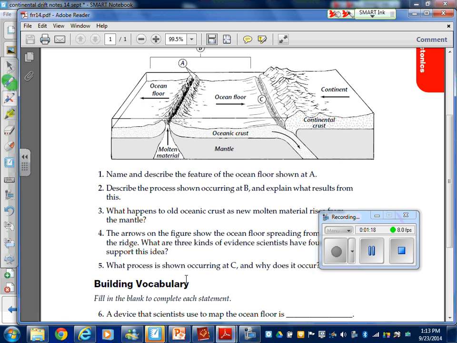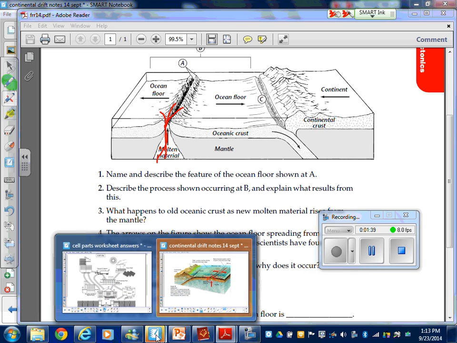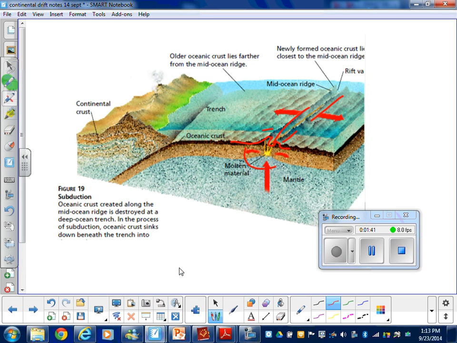Describe it. It is a volcanic mountain range in the center of the ocean. So volcanic mountain range, very long mountain range. We looked at it on Google Earth the other day. You've got volcanoes here, new crust forming. And again, this picture from the book shows the same thing, just slightly differently.